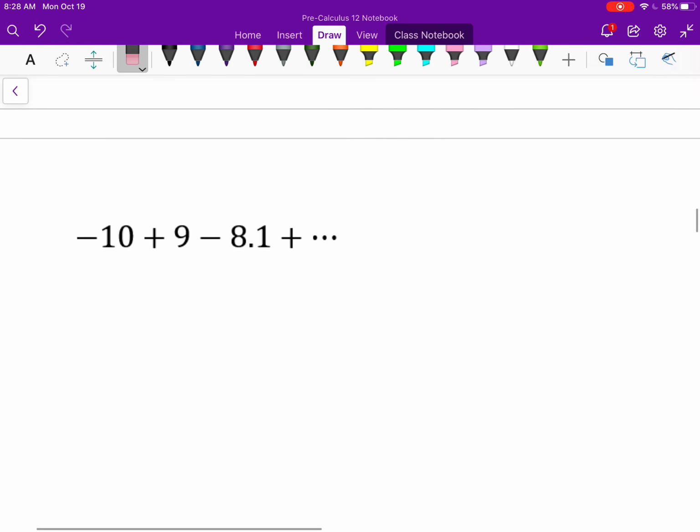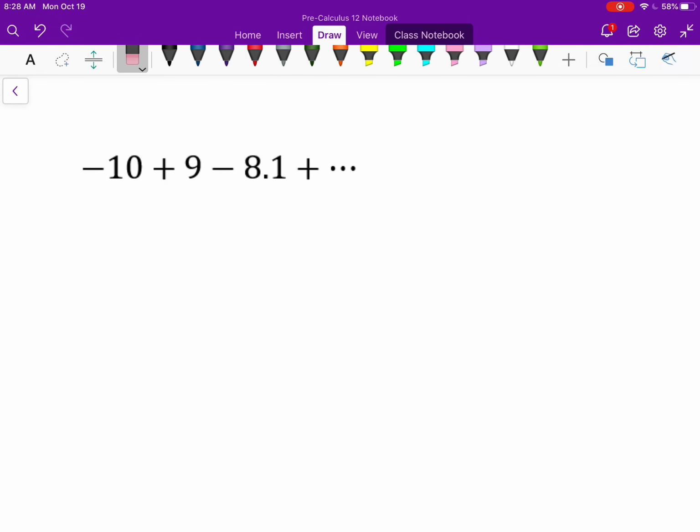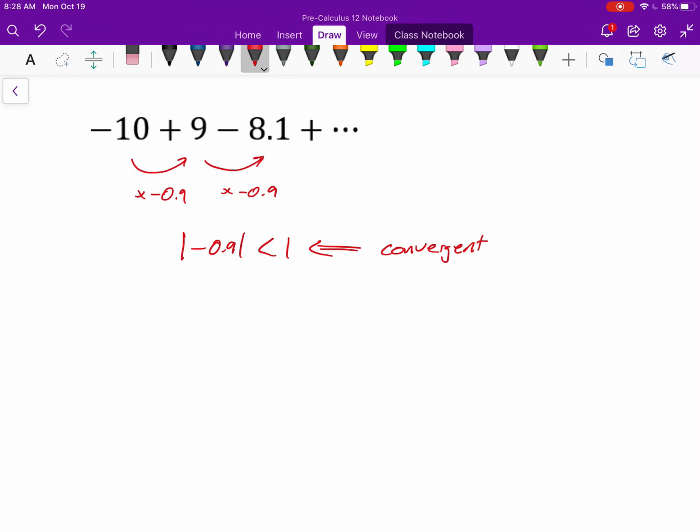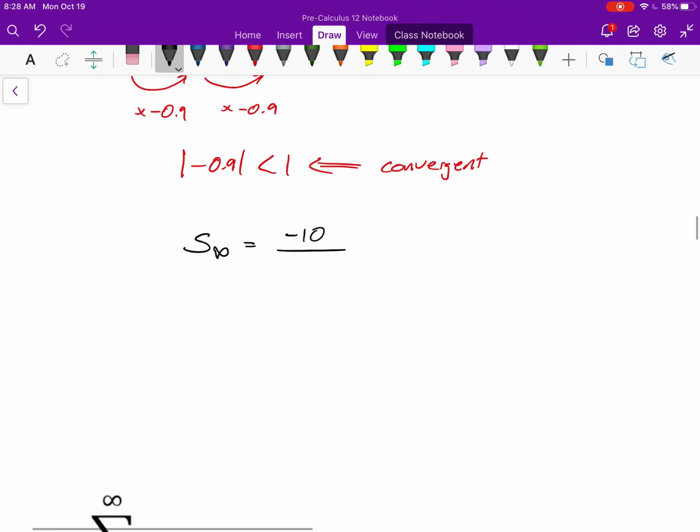Okay, let's look at this one. Let's find my r value. I can just see it's going to be 9 divided by -10, which is -0.9. So that's my common ratio. So I now know this is going to be convergent because the absolute value of r is less than 1, or actually I'll say the absolute value of -0.9. So this is convergent. So I can actually find the sum of all these infinite values, and I can find it quite quickly. The sum of the infinite number of values is going to be the first term, -10, divided by 1 minus the common ratio, which is -0.9.